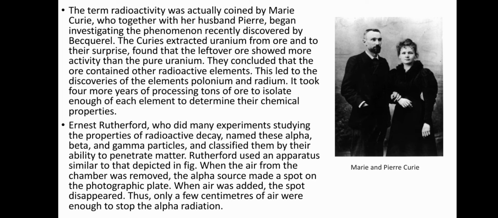Ernest Rutherford, who did many experiments studying the properties of radioactive decay, named these alpha, beta, and gamma particles and classified them by their ability to penetrate matter. Rutherford used an apparatus similar to that depicted in the figure. When the air from the chamber was removed, the alpha source made a spot on the photographic plate. When air was let in, the spot disappeared, thus only a few centimeters of air were enough to stop the alpha radiation.